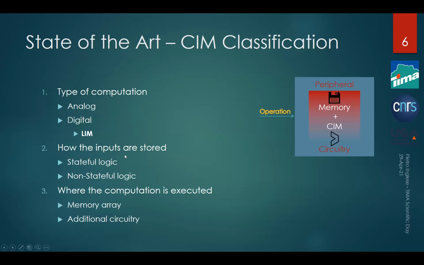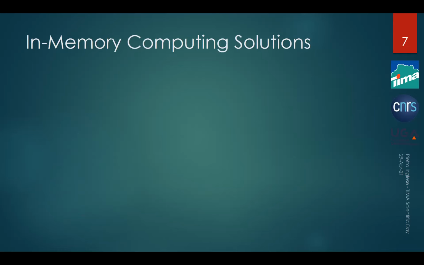The final type of classification is regarding where the computation is executed. Is it executed only in the memory array, in the memory array and in its additional circuitry, or in both? Therefore, the in-memory computing solutions are as follows.